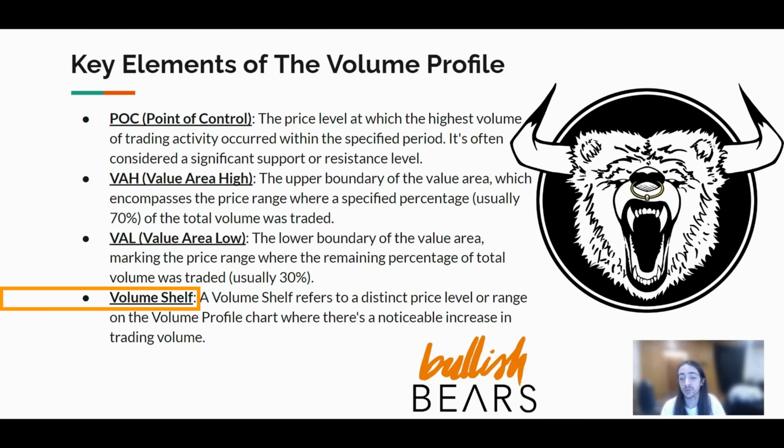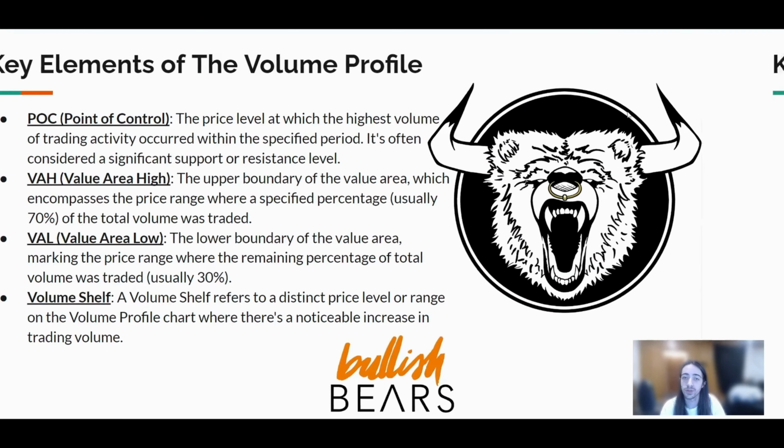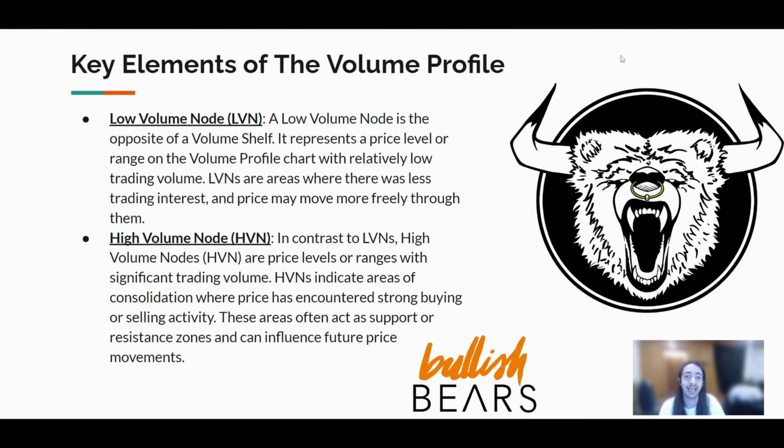A volume shelf refers to a distinct price level or range of the volume profile chart where there's noticeably increased volume in trading. There's two more we'll go over, then I'll show you guys on the chart exactly what we're going over here. Low volume node, that's the LVN. A low volume node is the opposite of a volume shelf. It represents a price level or range on the volume profile chart with relatively low trading volume. LVNs are areas where there was less trading interest and price may move more freely through these zones.